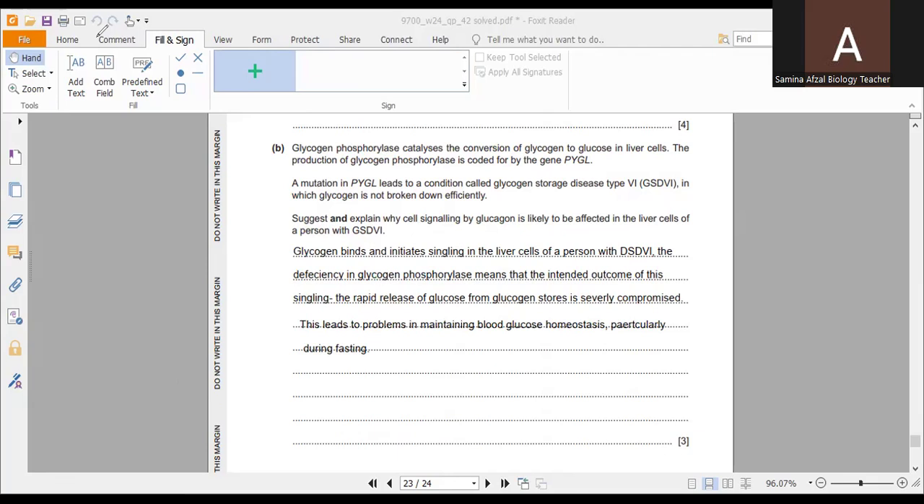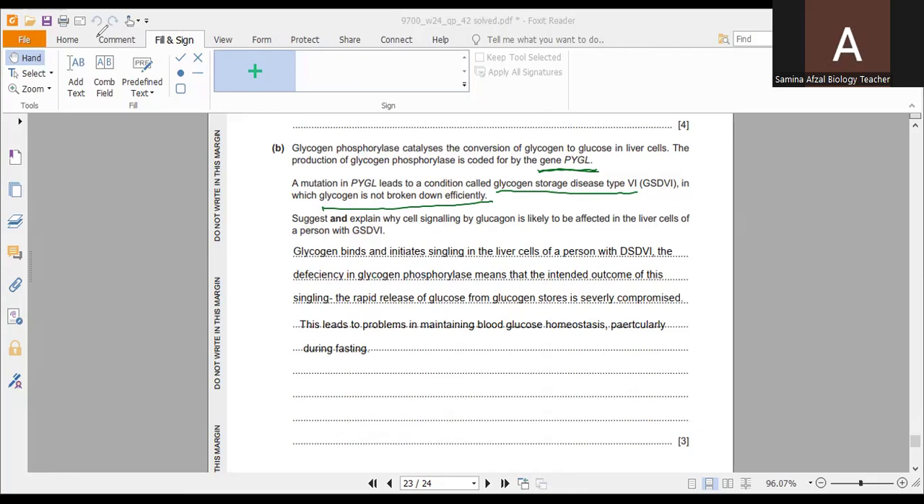So the production of glycogen phosphorylase is coded by the PYGL gene. This is a specific gene. A mutation, a sudden change in the structure or number of the DNA, in PYGL leads to a condition called glycogen storage disease type 6, in which glycogen is not broken down efficiently. This is compulsory. This is the normal functioning of the body. That is, the glycogen should be broken down into glucose when there is less sugar level in the blood.